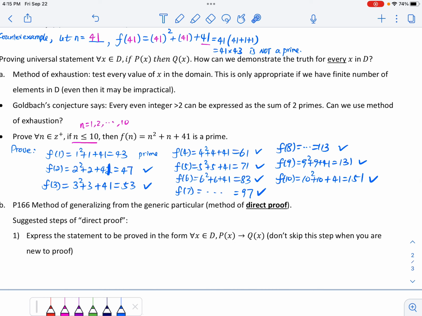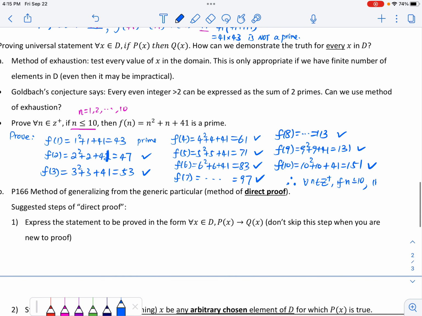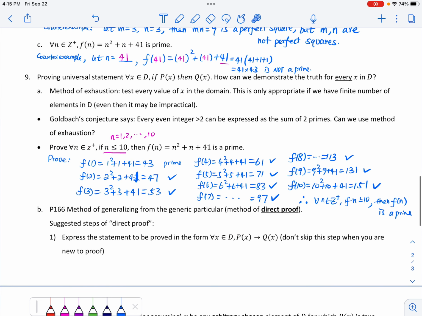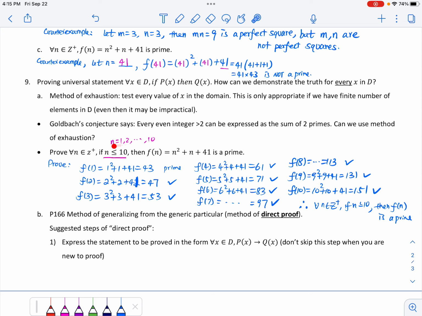Therefore, we can make a conclusion. You can just copy it down: for all n in Z plus, if n is less than or equal to 10, then f of n is a prime. Okay, I skip copying down this expression, but this is how we are going to prove that. All right, so this is obviously tedious even for 10 numbers, where the domain has only 10 numbers. Therefore, this method of exhaustion oftentimes is not practical.